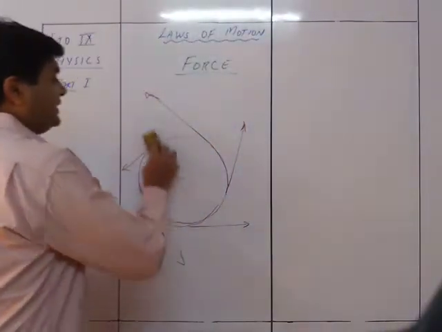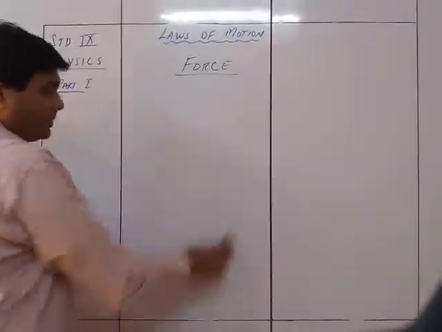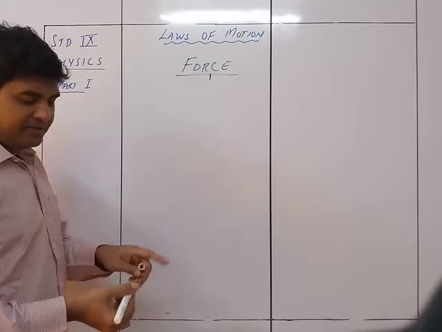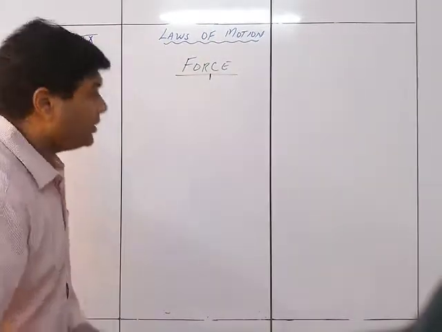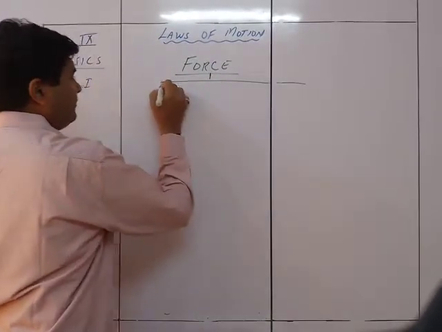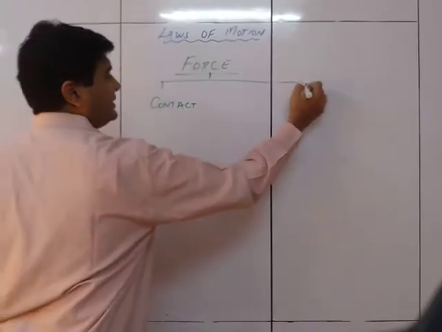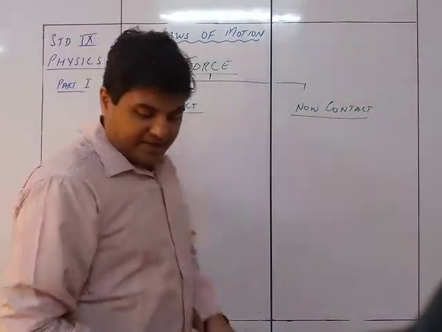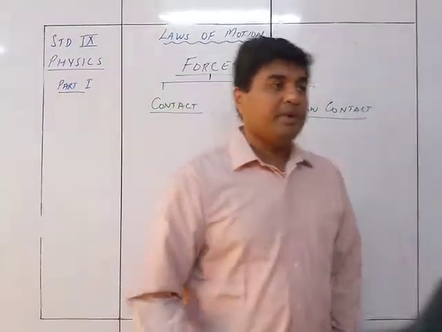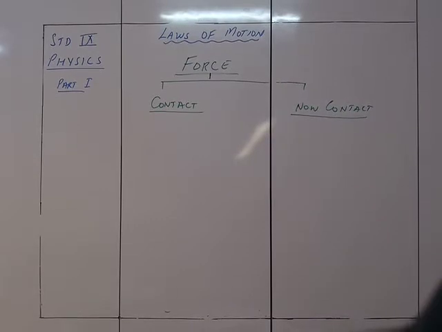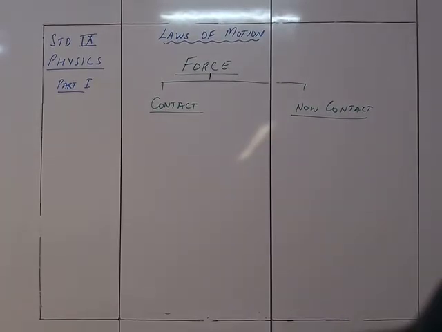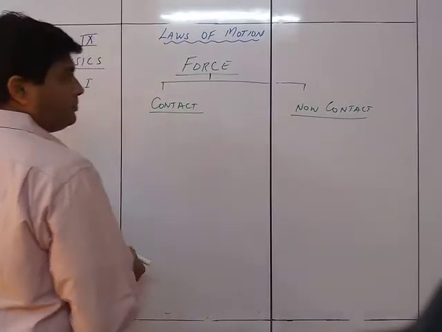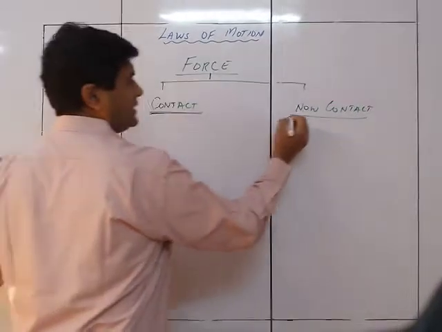Now we are going to see the different kinds of forces. When we talk about the different kinds of forces, we know that forces can be broadly divided into two forms. One is contact forces, and the other is non-contact forces. Okay, so we can differentiate the force into two types. One is contact forces and the other is non-contact forces.